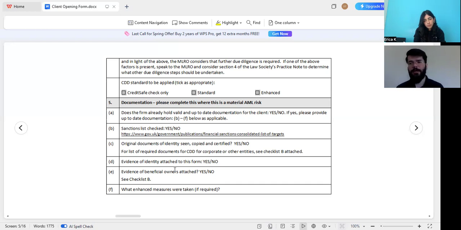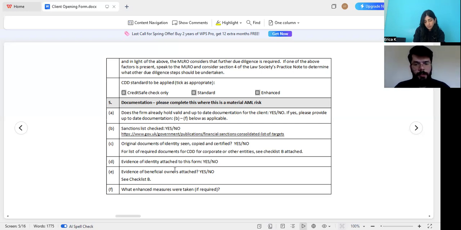And there are different checklists, as I said, for law firms, but there is a standard. If you go onto the government's website, you can see what documents can be used to verify the identity of a person or of an entity. Evidence of identity attached to this form, yes, because you should. Evidence of beneficial owners attached, if there are any beneficial owners, then yes, you need to attach it. You need to still check the checklist B.